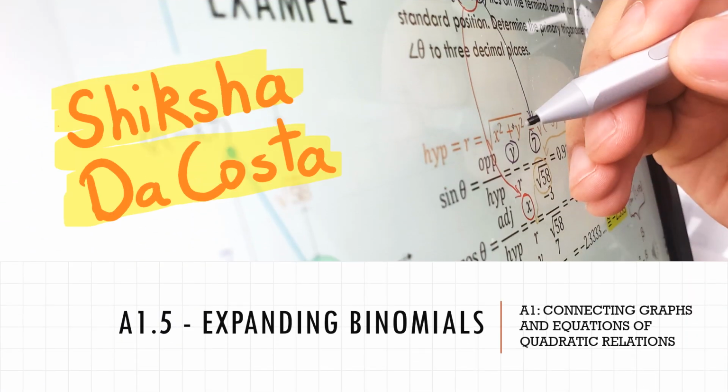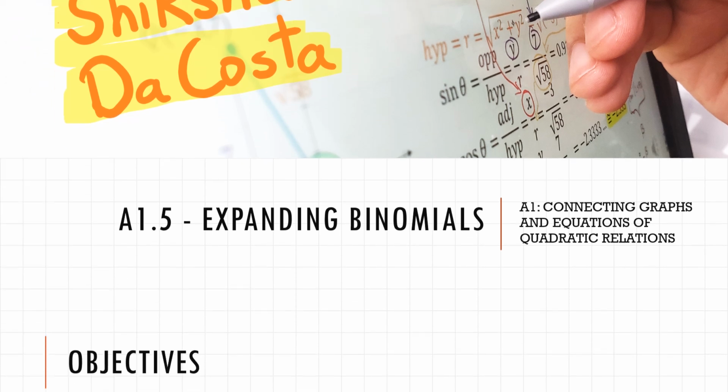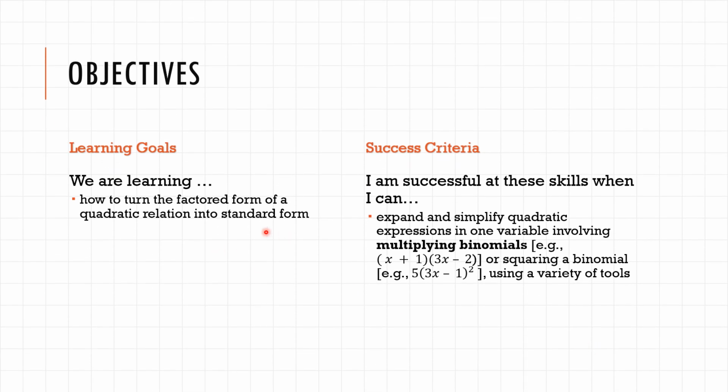Today we're going to be talking about expanding binomials, continuing our unit on connecting graphs and equations of quadratics. So today we're going to learn how to turn the factored form of a quadratic relation into what's called standard form. And we'll do that by multiplying binomials.